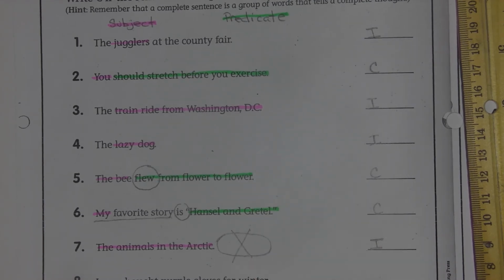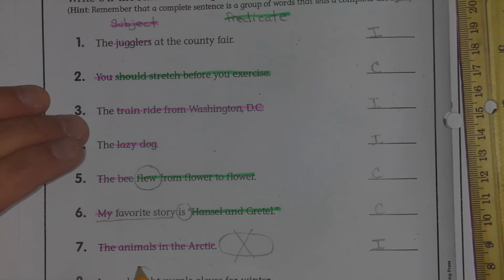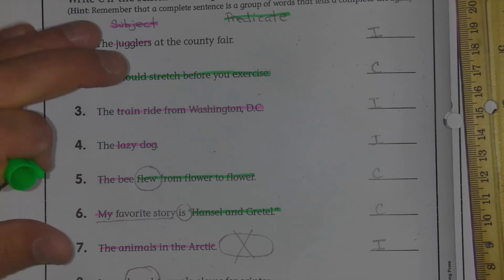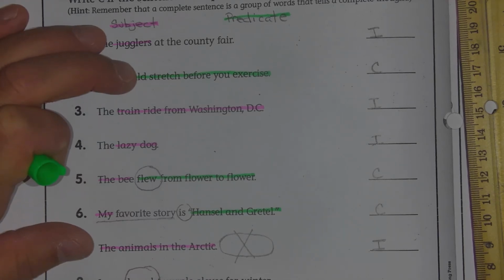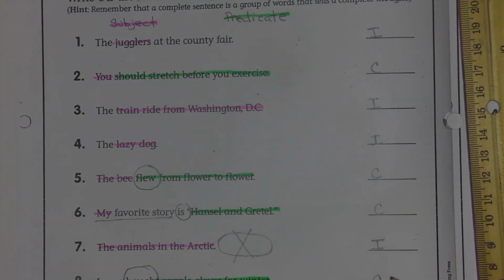Number 8, Jenny bought purple gloves for winter. Number 8 does tell me who I'm talking about. It tells me that I'm talking about Jenny. That's my subject. It does give me that verb. What did Jenny do? Well, Jenny bought. And it does finish that sentence too. What did she buy? Purple gloves for winter. So I have everything I need. I have my subject, I have my verb, and I have my predicate. So this is a complete sentence.